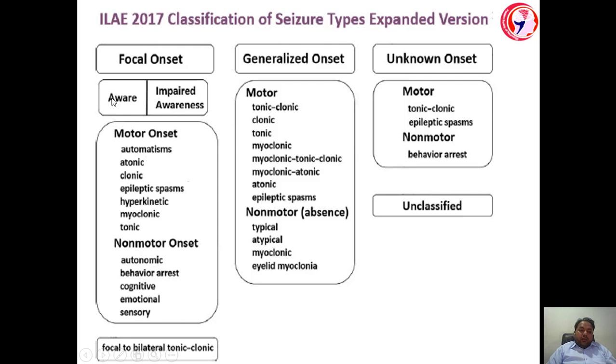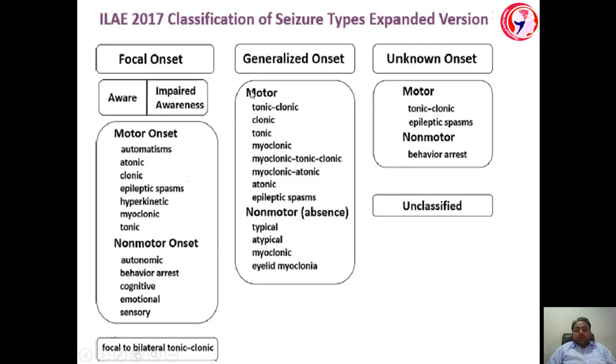One is focal onset with aware consciousness, or focal onset with impaired awareness. These both can have motor onset or non-motor onset as well.